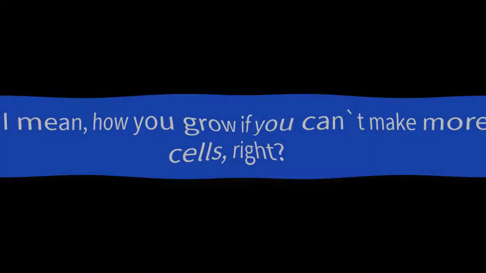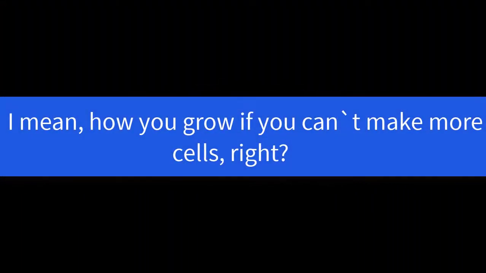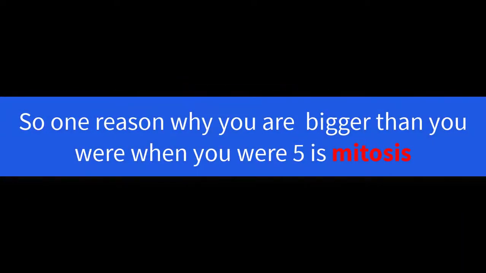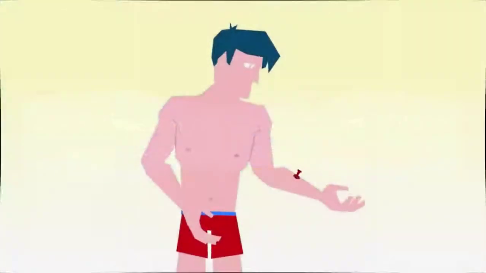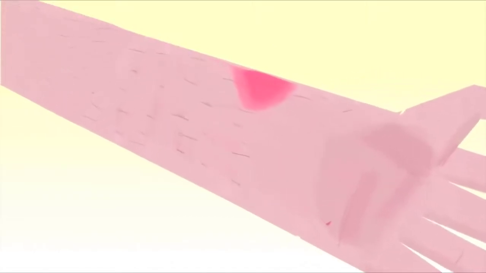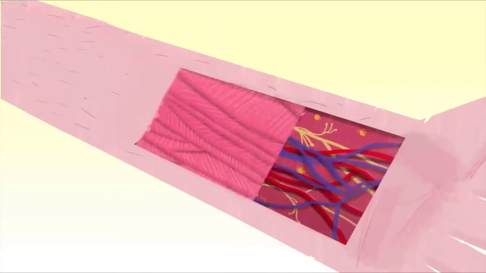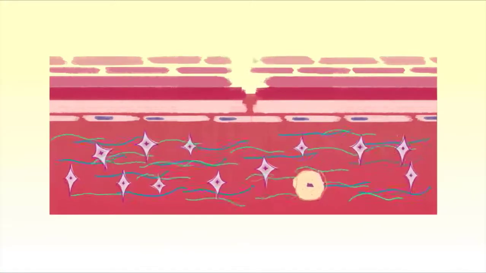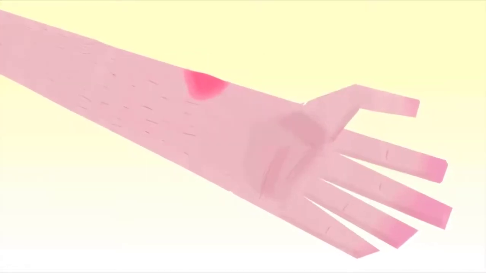I mean, how would you grow if you can't make more cells, right? So one reason why you are bigger than you were when you were 5 is mitosis. Mitosis also is great for repair of damage. If you have some kind of accident, like when we were talking about the cut on your arm or leg, well, you want to make sure it can get repaired well, so you have to make more cells to do that. Mitosis is great for that.